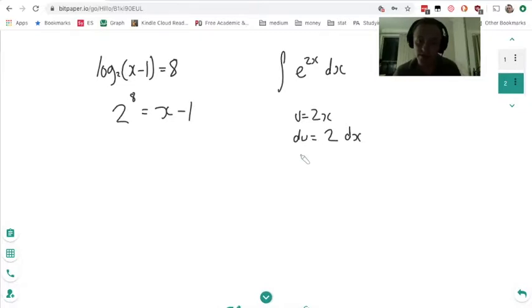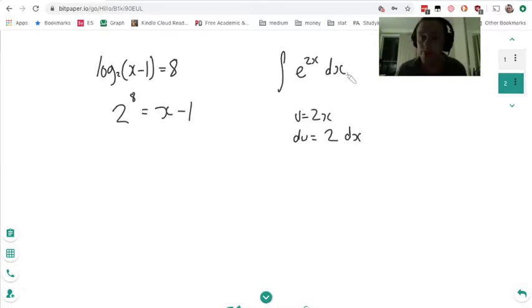And if that was a little bit too tricky, you may have seen it written like this. du/dx equals 2. And you can get away with multiplying both sides by dx. Although in some cases this is not a valid operation, we're going to let ourselves get away with it for now. So I have du equals 2 dx.